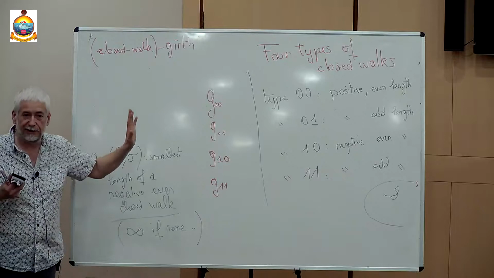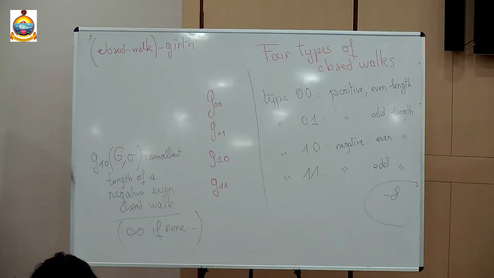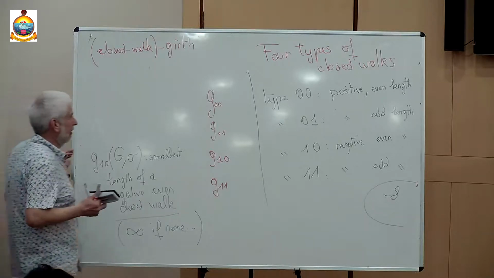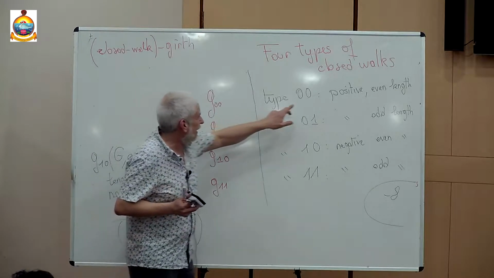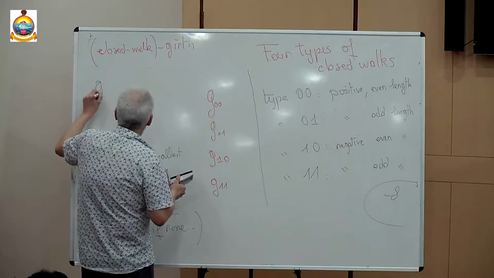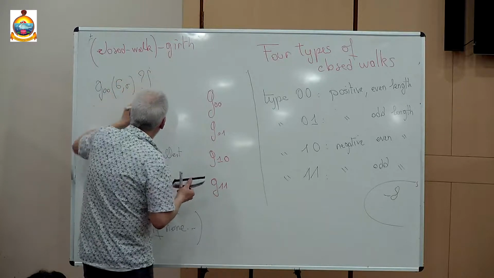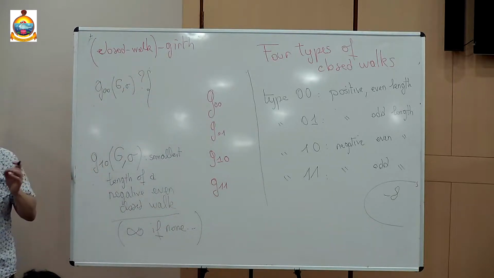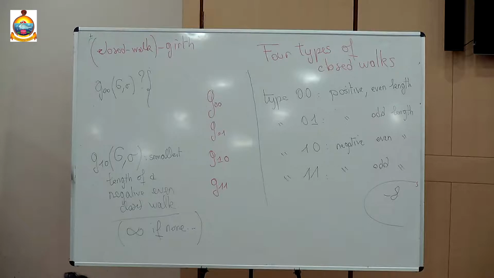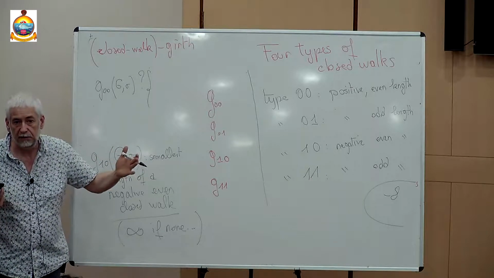So this is not easy to deal with at the beginning. You have to be concentrated somehow. So for instance, one easy question: what is the value of G00 of a signed graph? What does it mean? You take any signed graph, your favorite signed graph if you have any, and what is the smallest length of a positive even length closed walk?